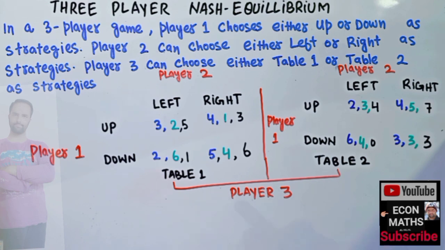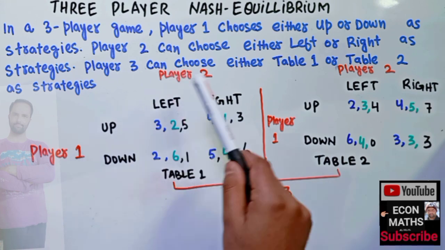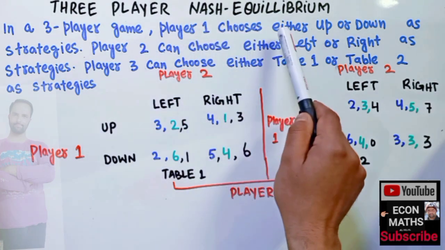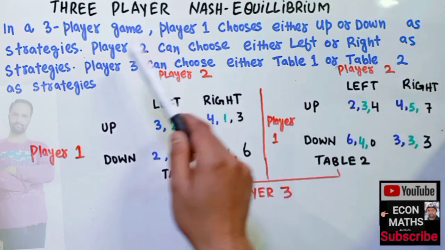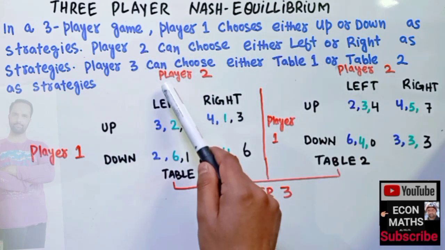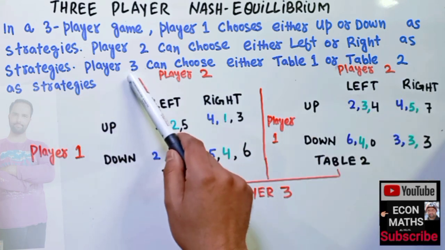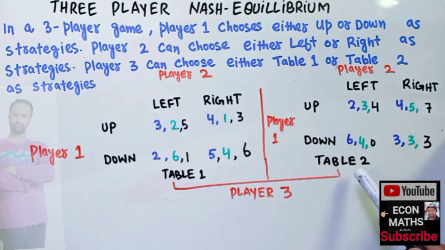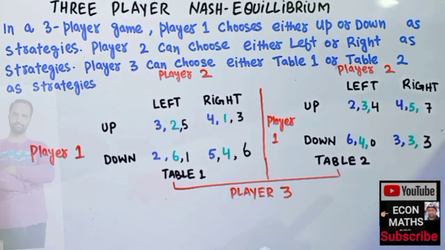Let us solve a question on three player Nash equilibrium. The question is, in a three player game, we have three players, player 1, player 2 and player 3. Player 1 chooses either up or down as strategies. Player 2 can choose either left or right. Player 3 can choose either table 1 or table 2, either this table or that table. We need to find the Nash equilibrium, or Nash equilibria if we have multiple.